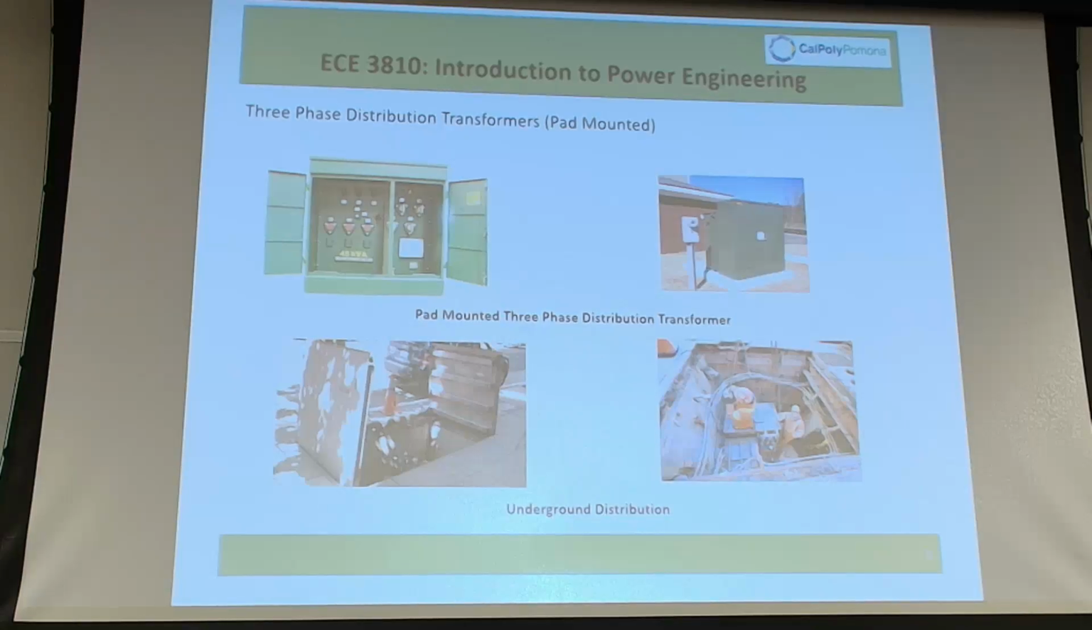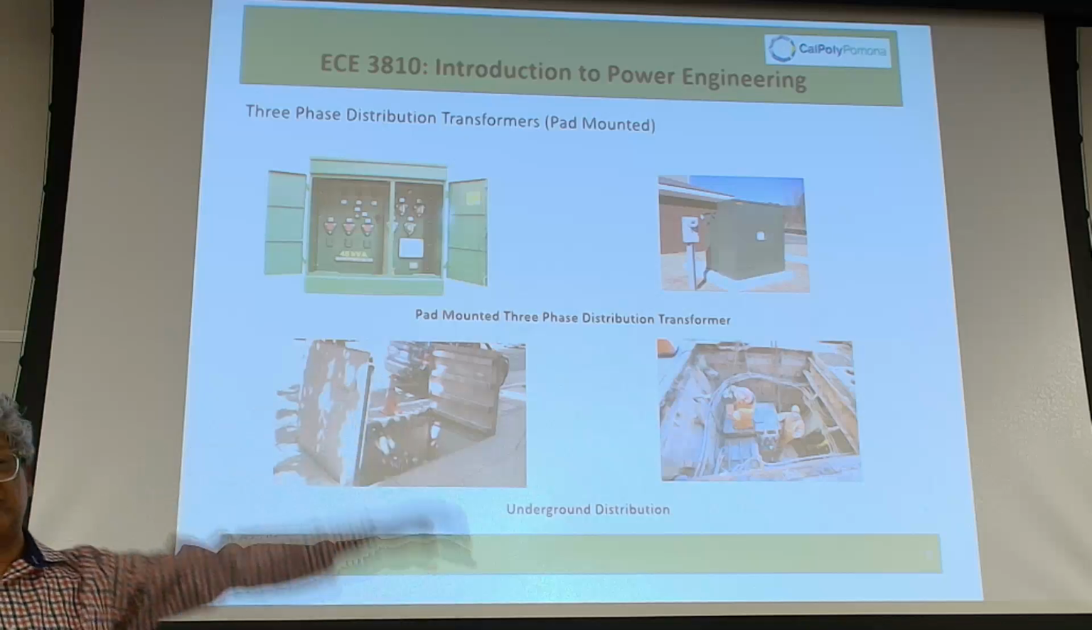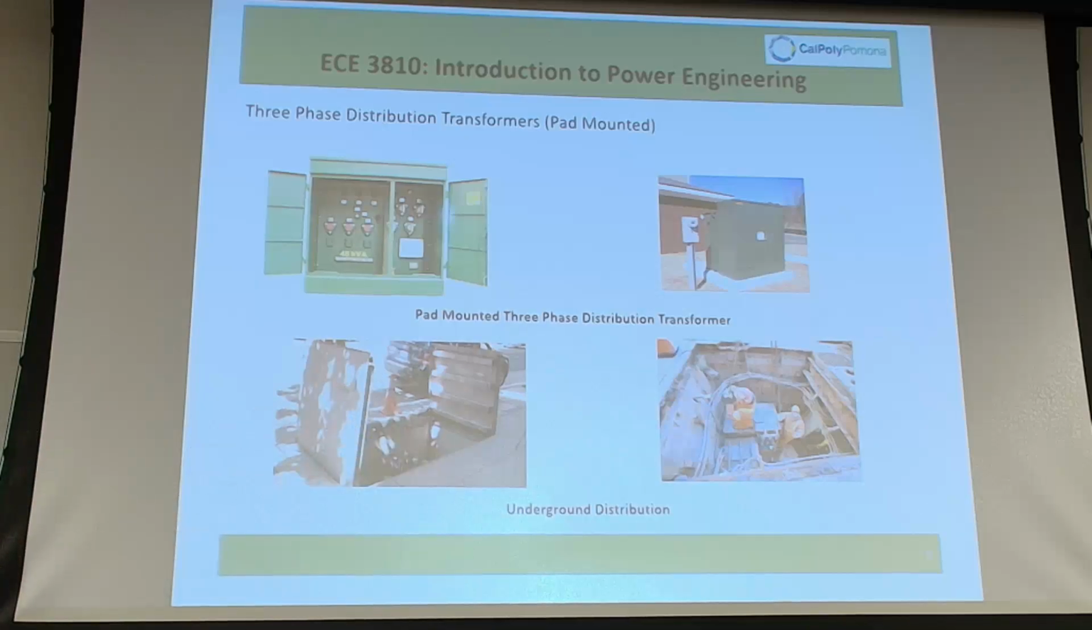3-phase pad-mounted transformers. These are still distribution transformers, meaning you're taking 12, 16, 18 kV and stepping it down to 120, 208, 480, 377. But there are some areas where you cannot put transformers overhead. You cannot put lines overhead. Everything has to be undergrounded, right?